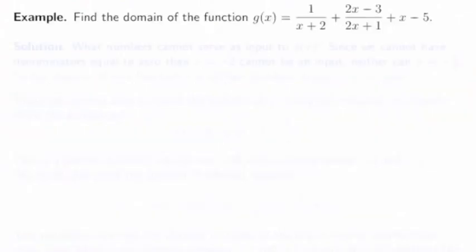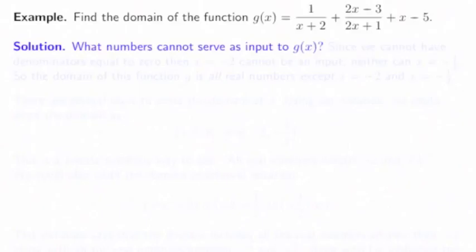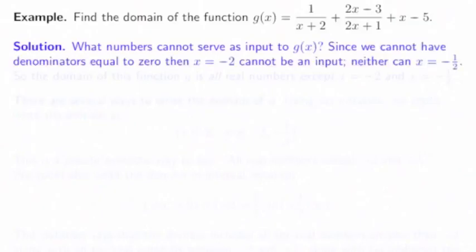Let's find the domain of the function g of x is this expression, a rational function. What numbers cannot serve as input to g of x? Again, when asked for the domain of a function, think instead of what should not go in the domain and make sure to exclude that. Here, we cannot have denominators equal to 0, and so when x is minus 2, we would have a denominator of 0, so that cannot be an input.